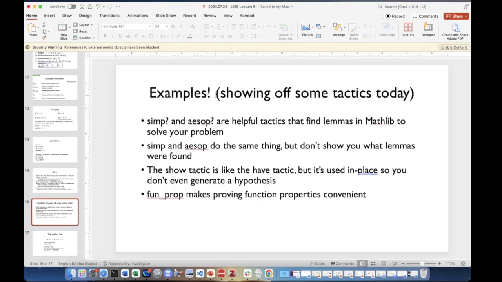All right, and so here is some strategy or some preview of the things we're going to be looking at today. simp and aesop are helpful tactics that find lemmas in Mathlib. And if you leave the question mark off, they do the same thing, but they don't show you what lemmas were found. I generally recommend the question mark because you can replace the query with the result they give you, and that is going to be just faster because you don't need to run the query and the result.